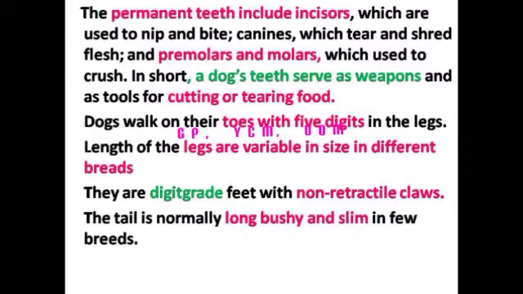Let me pass on to a few general characters of this animal, the dog. The permanent teeth include incisors, which are used to nip and bite, canines, which are helpful for tearing flesh, and premolars and molars, which are used for crushing. The dog's teeth serve as a weapon and as tools for cutting and tearing the food. Dogs walk on their toes with five digits in the legs. The length of the legs is variable in size in different breeds. Sorry, correct it as breed.